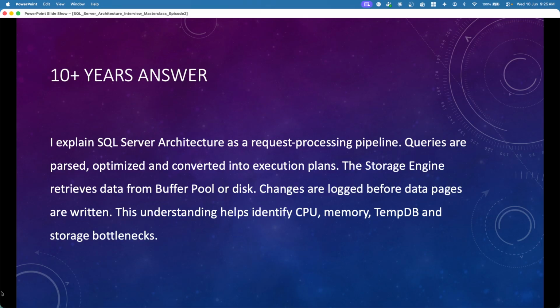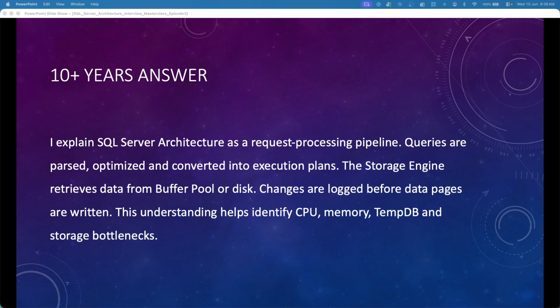See, notice the difference. The answer is not talking about components. The answer is talking about the complete flow. That's the secret. Senior DBAs explain SQL Server as a request processing pipeline. Don't say SQL Server follows client server architecture, where whenever a user performs any action, that is converted in the form of a query. Don't say it like that. That's the textbook answer.